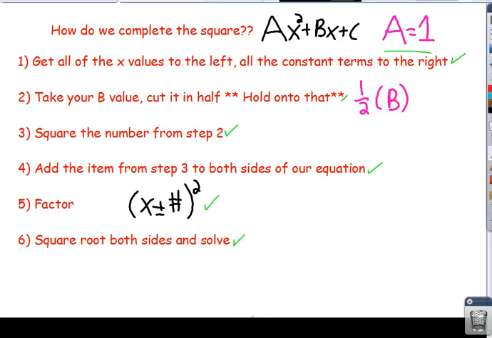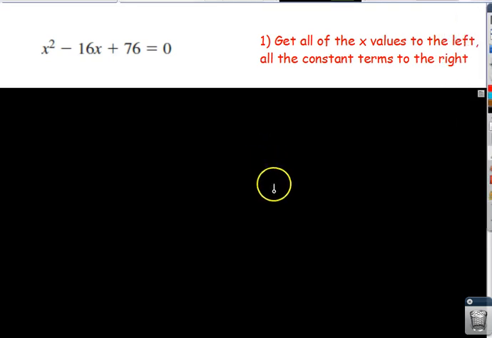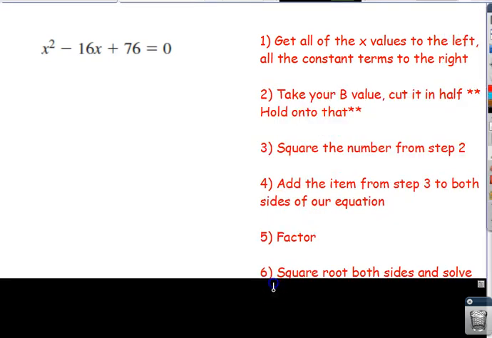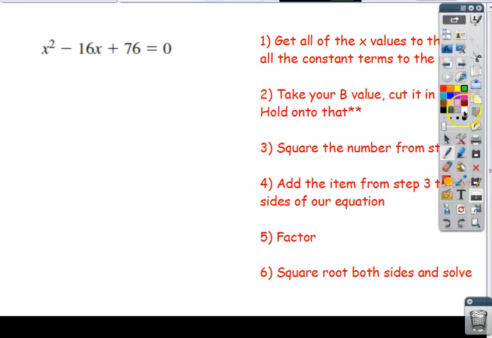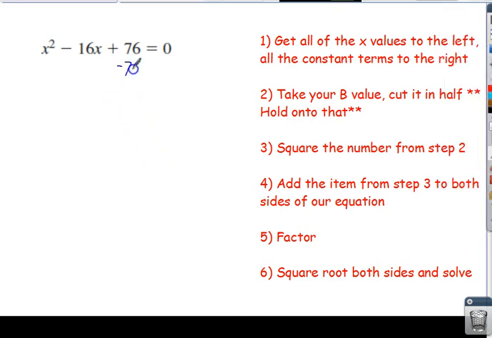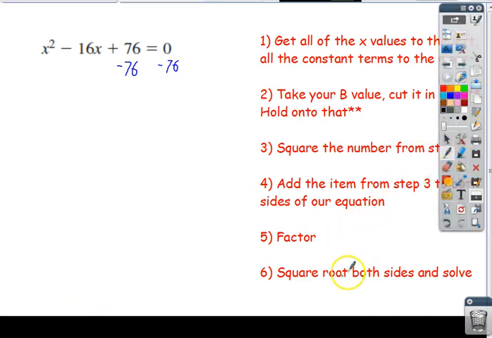Well, that seems like an awful lot of mess. Let's go through what that looks like in application, shall we? Sure. So, let's look at a problem like this. First step. Get all the x values to the left, all the constant terms to the right. Is that the case here? No! So what do I have to do? That 76 has to move to the right side of our problem. I'll do that by subtracting 76 from both sides.